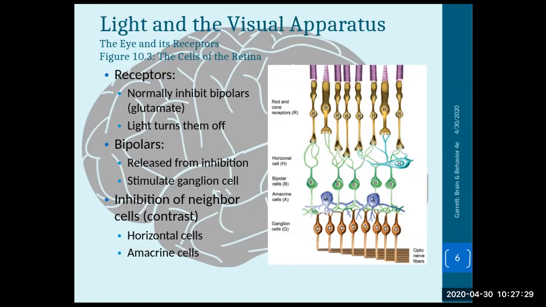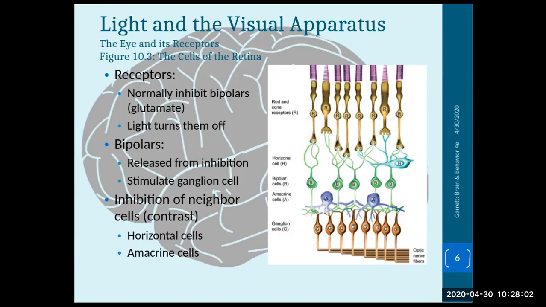Again, it's all about that when there's no visual information, it's sort of inhibiting the ganglion cells and the bipolar cells, and then that sort of reverses when light hits. So the horizontal and amacrine cells are really just helping to disinhibit. They're helping to keep the signal nice and clear. But we're not really going to get into that, and I'm not going to test on it, so don't worry.